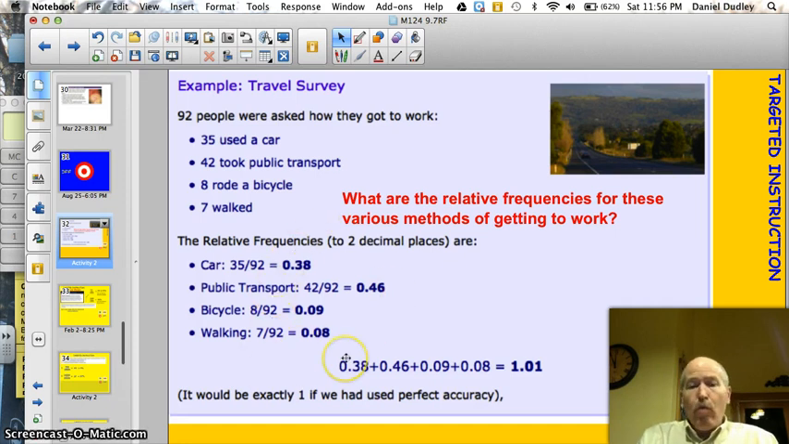These answers are all rounded to the second decimal place. So when you add all these up, you're going to get 1.01. Typically, you would only get 100% or 1.0. Can you guess why? You're right. Because of the rounding, sometimes it'll come out to be a little bit more. But if you add up 35, 42, 8, and 7, you'll get exactly 92. All right.